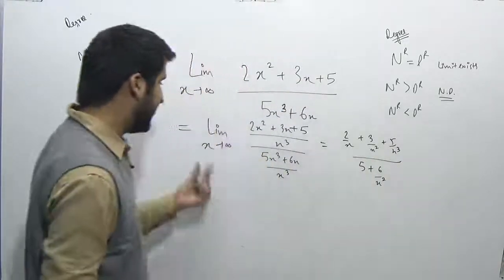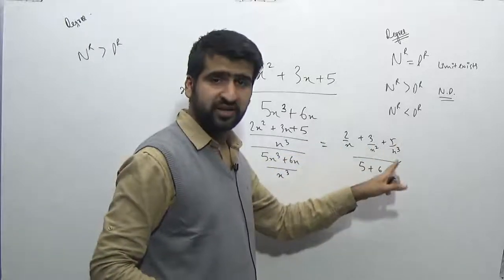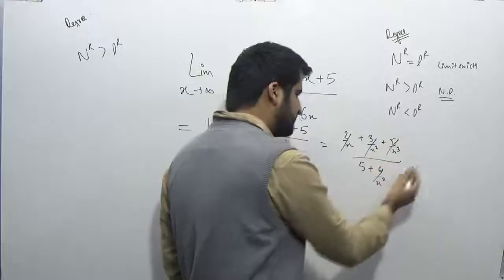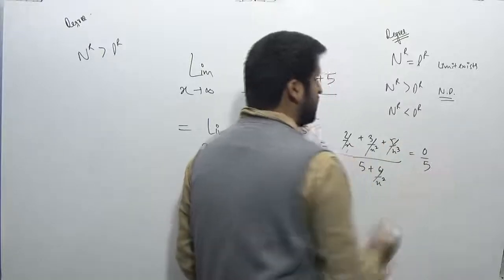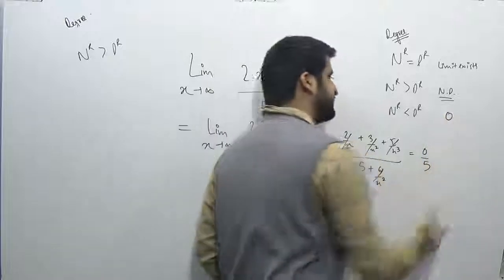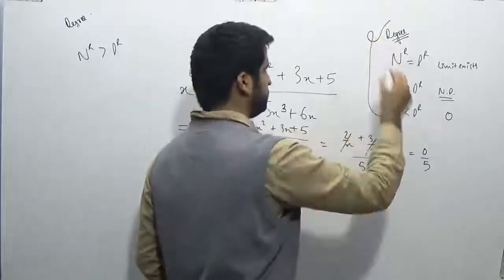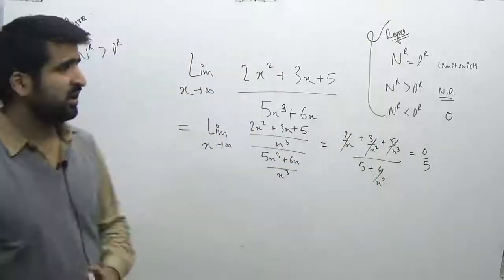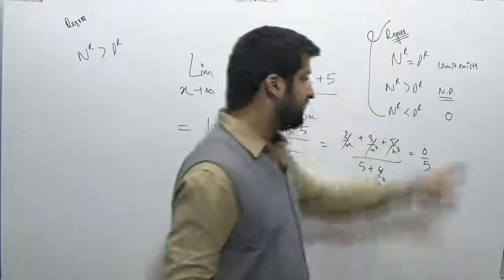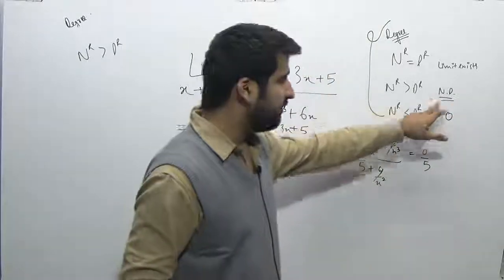Now I told you that as limit x tends to infinity, all these ratios, 1 upon x, 1 upon x square, 1 upon x cube, will come out to be 0. So these are all 0. So this can be written as 0 upon 5, which is 0. So whenever the degree of numerator is less than the degree of denominator, this limit comes out to be 0. These are very important results. You just have to see whether the degree of numerator is greater or less than the denominator. You know the answer. You don't even have to solve. You know that it is either not defined or 0.